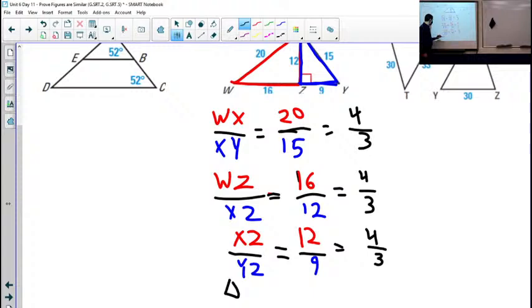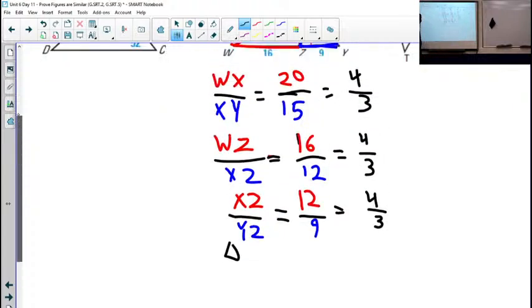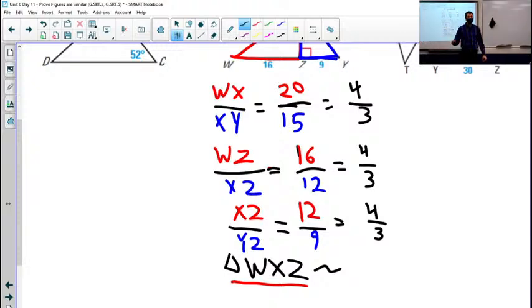That means the triangle WXZ, that's my red, is similar, don't forget, use similar, not congruent, to my blue triangle. Let's match up all the parts.